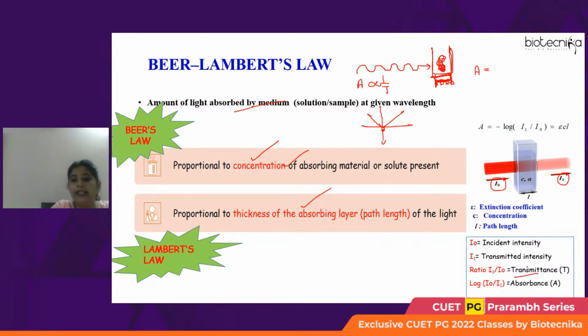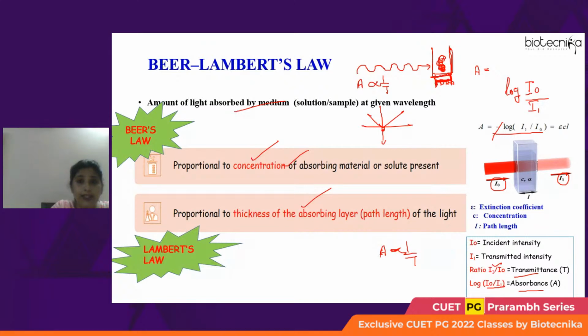For transmittance, the ratio is transmitted intensity by incident intensity, and absorbance is always measured on a logarithmic scale. So it is inverse, right? Absorbance is inversely proportional to transmittance. So it will be incident intensity upon transmitted intensity. If you write it like this, it is minus log transmitted intensity upon incident intensity. If you want to remove the minus sign, you write log incident intensity upon transmitted intensity.